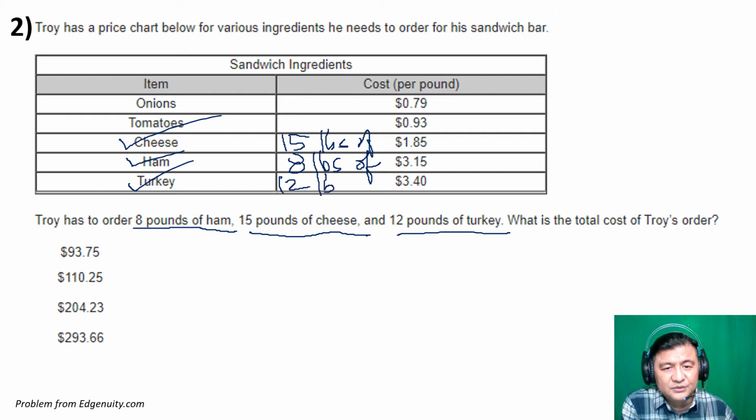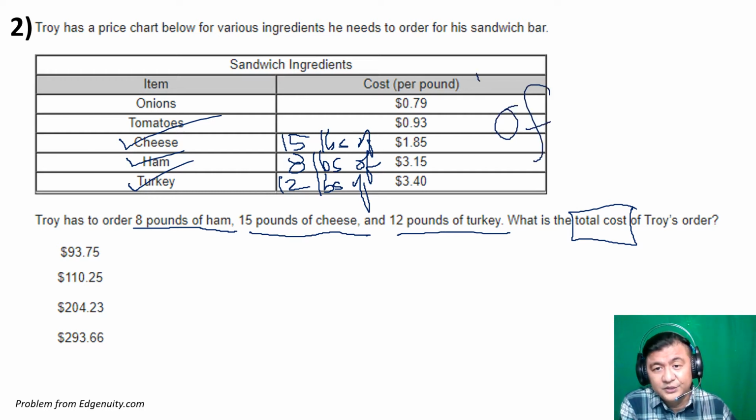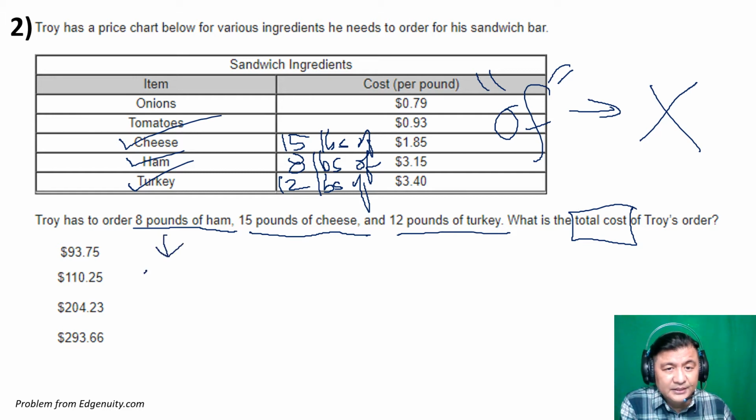12 pounds of turkey. And what is the total? Total is what we want to know. And of course, take note, every time there's the word of, you get something of something. That tells you you have to multiply them. All right, so let's multiply that. So 8 times 3.15 will give me 25.2. All right, what else?